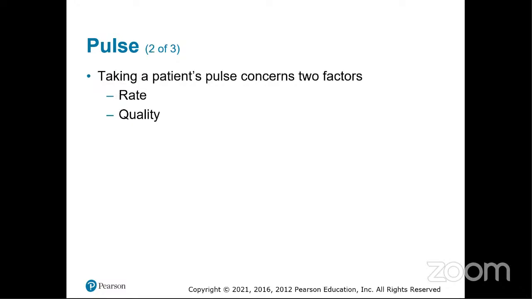So the two things we're looking at though is the rate and quality. On the quality, what we're looking for is, is it strong? Is it weak? And then regular too. Meaning is that every 6 seconds, are we getting another pulse, or every 2 seconds, or whatever it is.